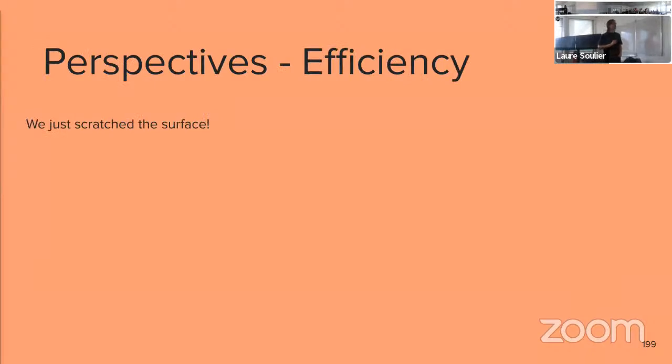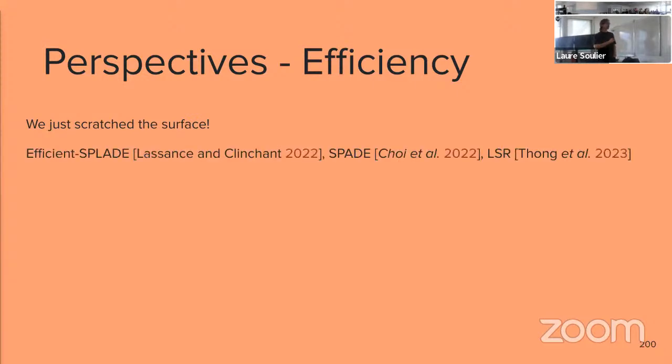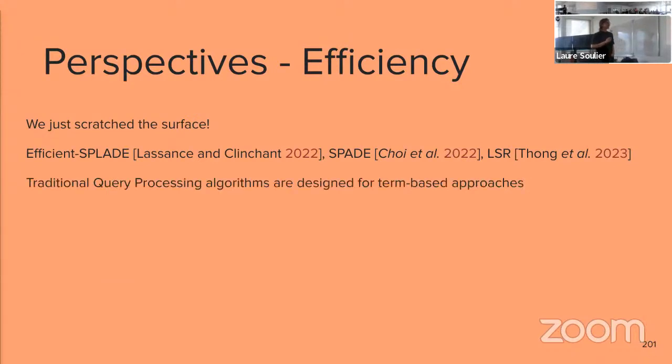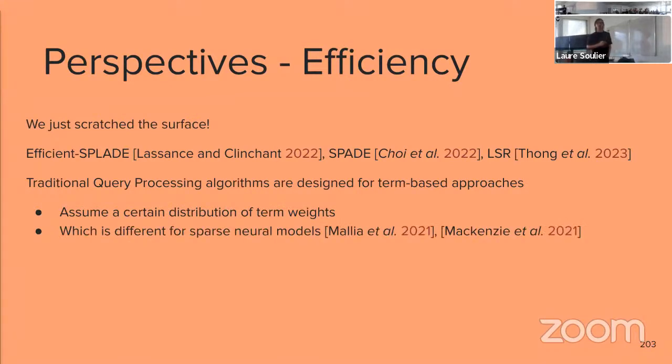I have briefly mentioned when talking about SPLADE that we had some efficiency issues. And so actually we only scratched the surface during my PhD. For instance, my colleague Carlos and my advisor Stefan proposed more efficient versions of SPLADE. But the thing is that when we use inverted indexes with traditional query processing algorithms, these techniques are actually designed for term-based approaches. In particular, they assume a certain distribution of term weights that is not observed for sparse representations.